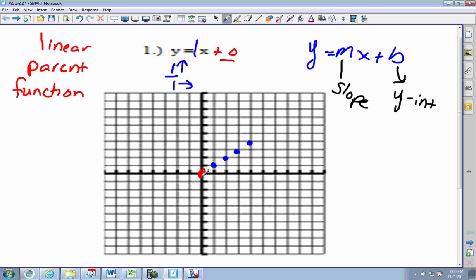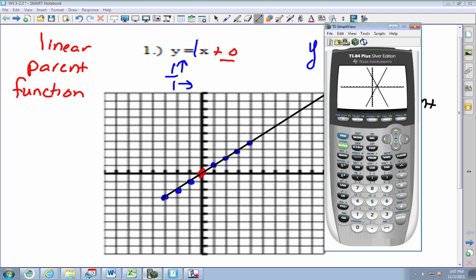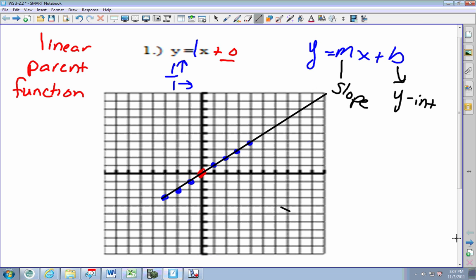I can also go backwards. Down 1 to the left 1. Then I can draw my line to connect the dots. Now, if I want to check and make sure I did it correctly, I can go in my calculator and put in y equals x and press graph. And there's my equation to double check and make sure I did it correctly.